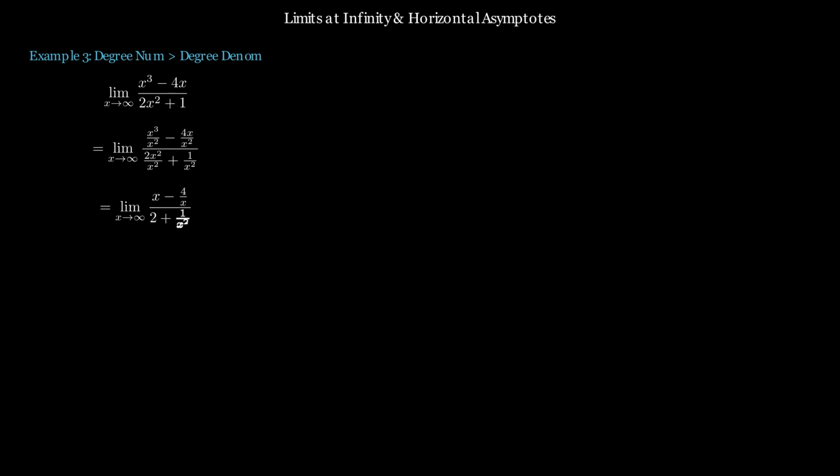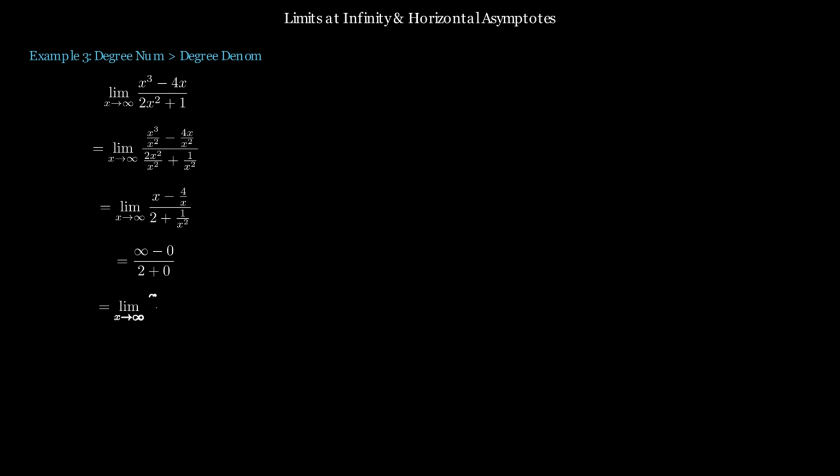In our final algebraic example, the degree of the numerator, 3, is greater than the degree of the denominator, 2. Again, we follow the same process. The highest power in the denominator is x squared, so we divide all terms by x squared. Simplifying this gives us x minus 4 over x, divided by 2 plus 1 over x squared. When we apply the limit, the terms 4 over x and 1 over x squared go to 0. We are left with the limit of x divided by 2.